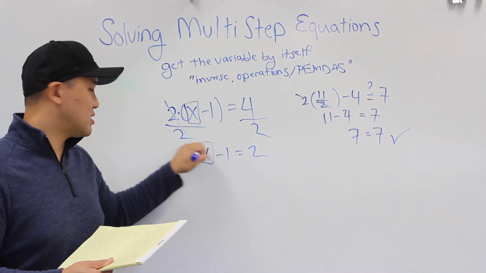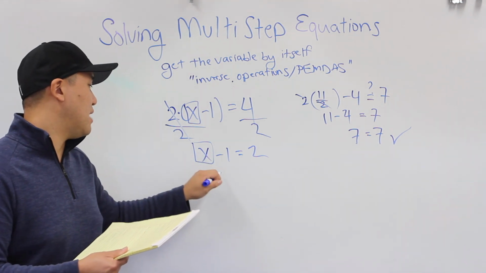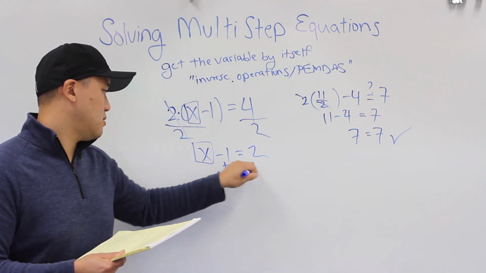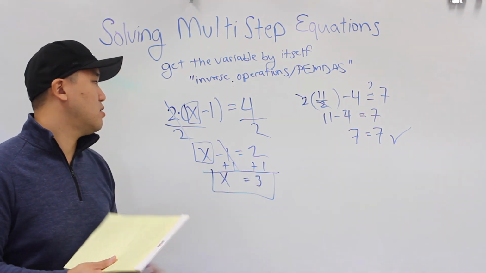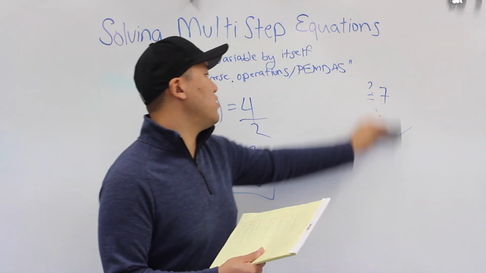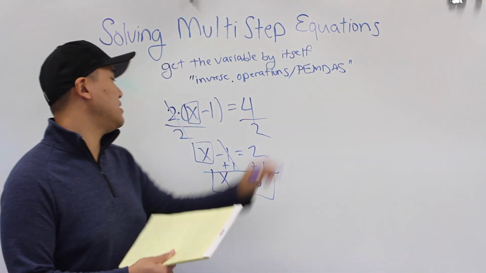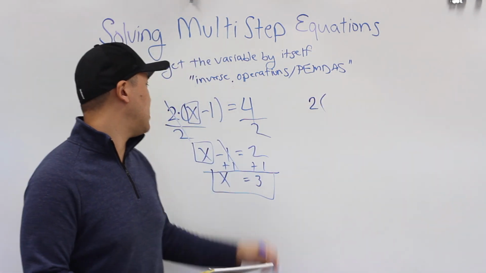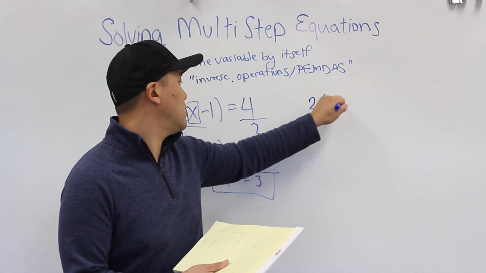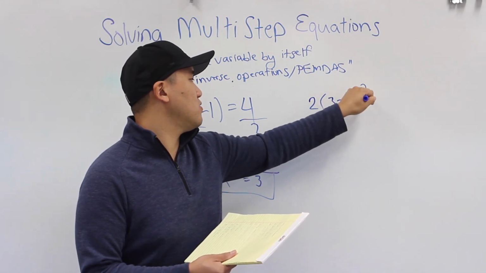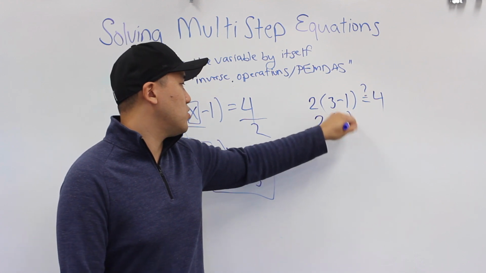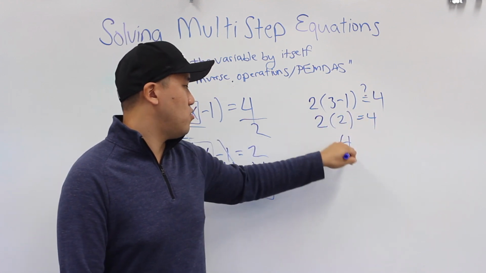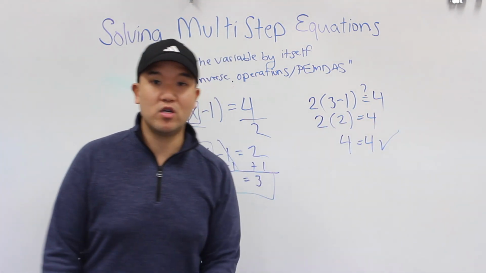Is the variable by itself? No. So we have to add 1 to both sides. So x equals 3. Alright, same thing how we did the other problem. We can go test it. Is 2 times x, x is 3, is that equal to 4? We'll check it. So 2 times 2, is that equal to 4? Yes, 4 is equal to 4. So we know we did that correctly.